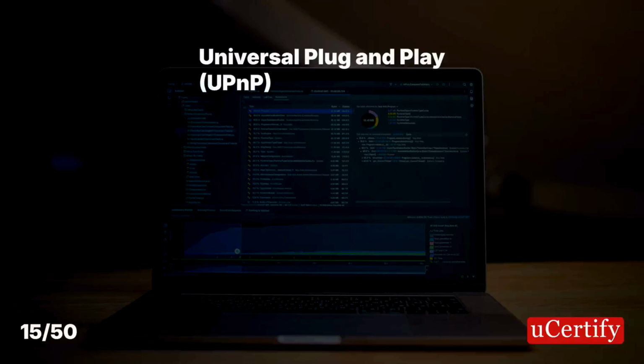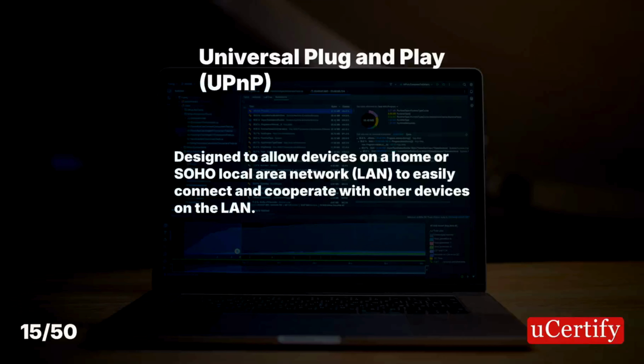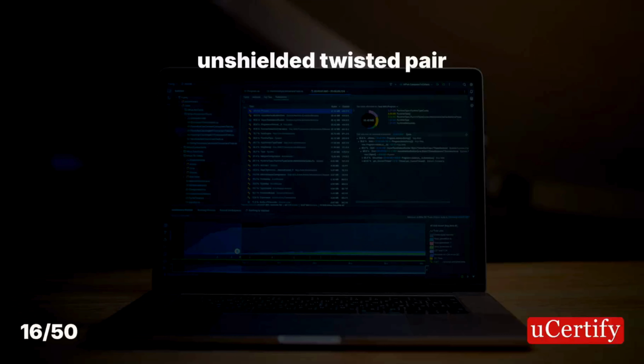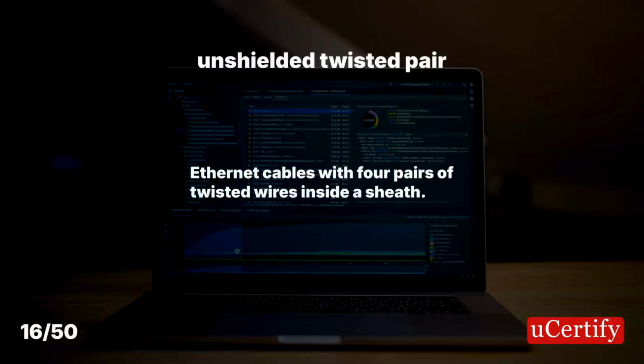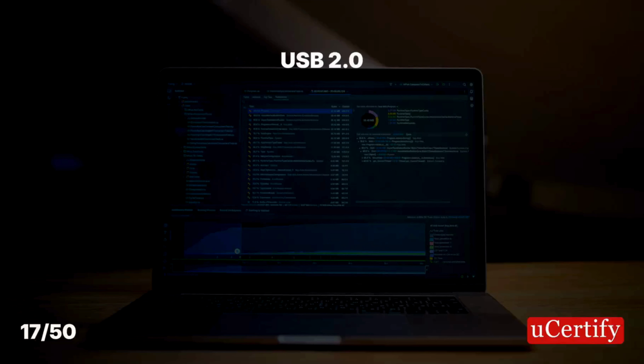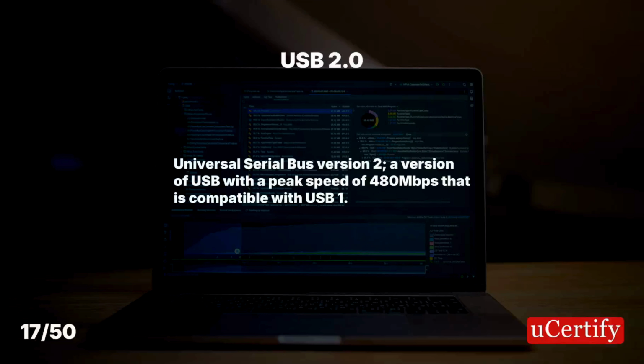Term: Universal Plug and Play, UPnP. Definition: designed to allow devices on a home or SOHO local area network, LAN, to easily connect and cooperate with other devices on the LAN. Term: Unshielded Twisted Pair. Definition: Ethernet cables with 4 pairs of twisted wires inside a sheath. Term: USB 2.0. Definition: Universal Serial Bus version 2. A version of USB with a peak speed of 480 megabits per second that is compatible with USB 1.